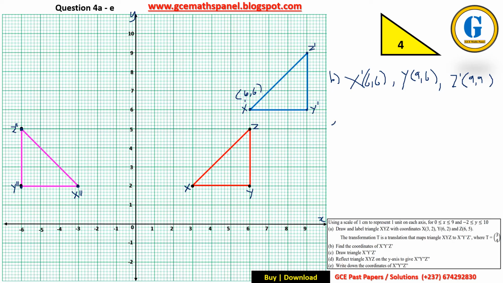Now we can write the coordinates of the triangle X prime prime. So what will be X prime prime? What are the coordinates? Negative 3, 2. Oh, negative 3, 2 rather, not negative 2, 3. Yeah, negative 3, 2. Thank you for the correction. And Y prime prime, what do you have, guys? Y prime prime, we have negative 6, 2. And for Z prime prime, what do we have? Negative 6, 5.